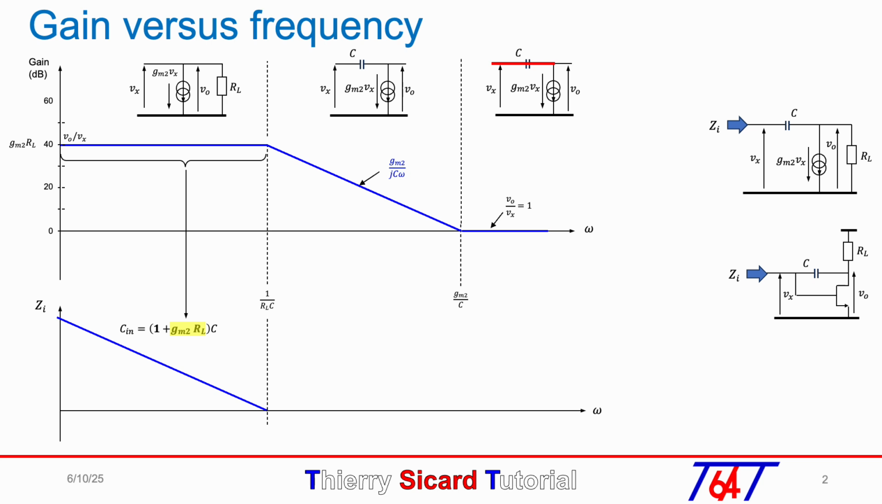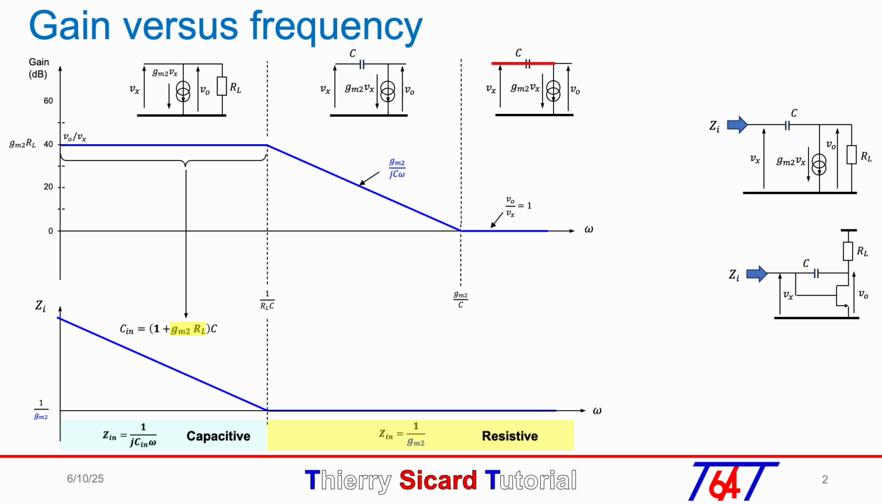When all the GM2 Vin current comes from the input through the capacitor C, the input impedance becomes resistive and equal to 1 over GM2. So, when the angular frequency is lower than 1 over RLC, the input impedance is capacitive, and when the angular frequency is higher than 1 over RLC, the input impedance is resistive.